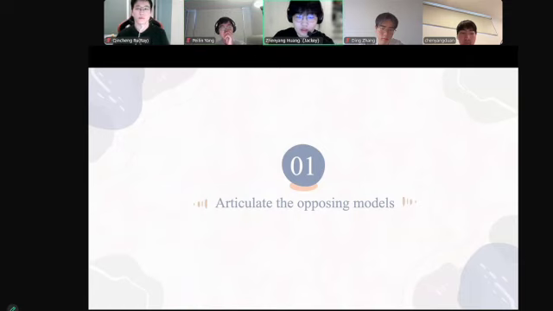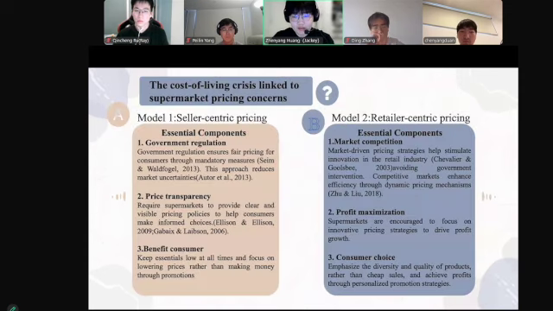I will articulate the opposing models. Next, our problem is to solve the cost of living crisis linked to supermarket pricing concerns. Here are the two opposing models. The first model is about consumer-centric pricing. It contains essential components in 3 parts. The first one is government regulation. Government regulation ensures fair pricing for consumers through mandatory measures. This approach reduces market uncertainties.